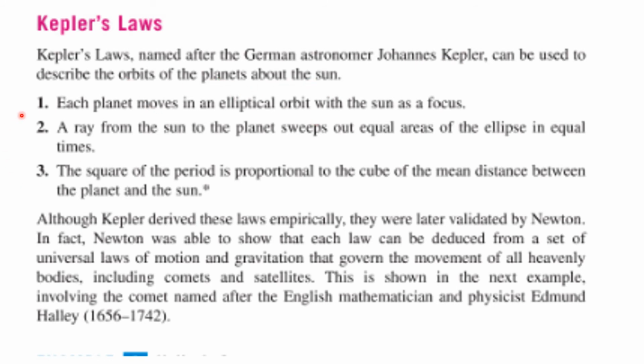He had three laws. The first law is each planet moves in an elliptical orbit with the Sun as a focus. Kind of an amazing thing. They're not circles, they're ellipses. And they go at different speeds through the orbits. So number 2 is a ray from the Sun to the planet sweeps out equal areas of the ellipse in equal times. Equal areas in equal times. And the third one is more complicated, but the square of the period is proportional to the cube of the mean distance between the planet and the Sun.